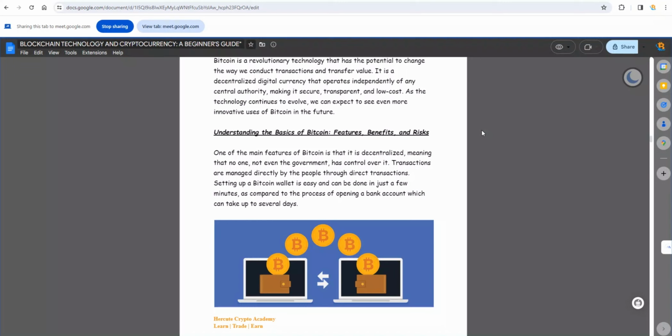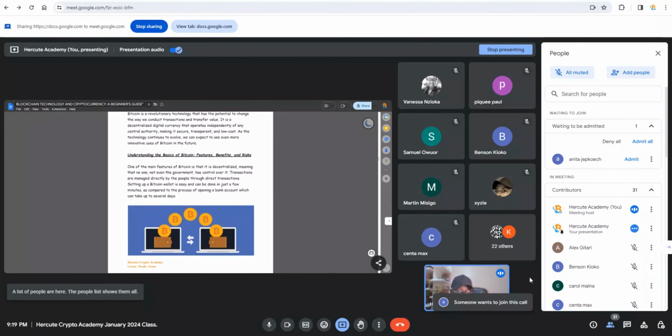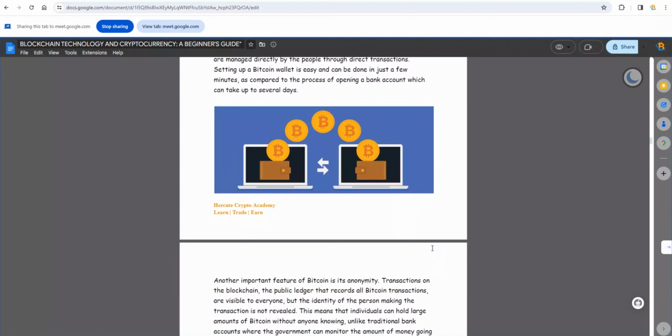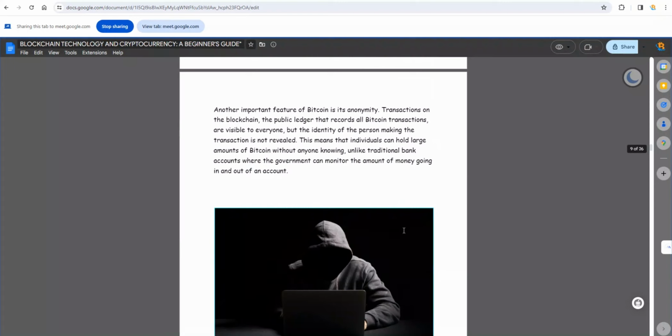And setting up a Bitcoin wallet, which you're going to look at in the next lesson about cryptocurrency wallets, is easy and can be done in just a few minutes, as compared to the process of opening a bank account, which can take up to several days. Well, nowadays people have really improved on the ways of opening bank accounts. You just need to present yourself, they take a photo of you, you give them your ID, and you're done. At least now those processes have improved, but they're not as easy as opening a Bitcoin wallet. And we are going to look at that shortly.